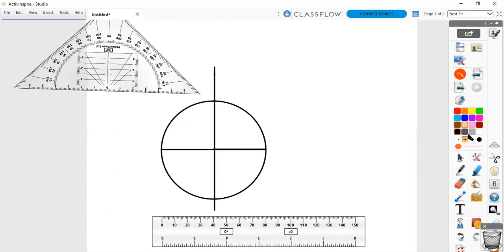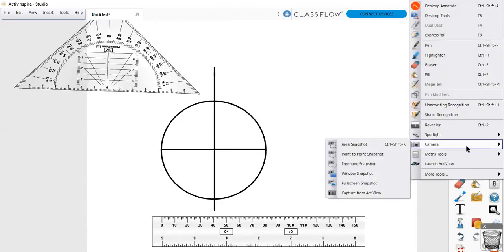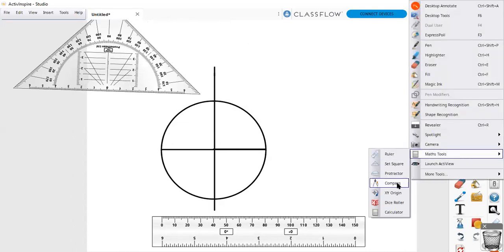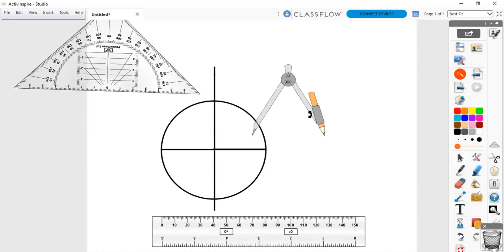Now again, as we have seen, use this compass. How much do you have to use this compass? You have to use it from this point to the center, for example.